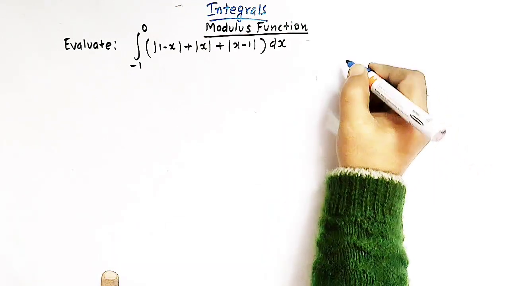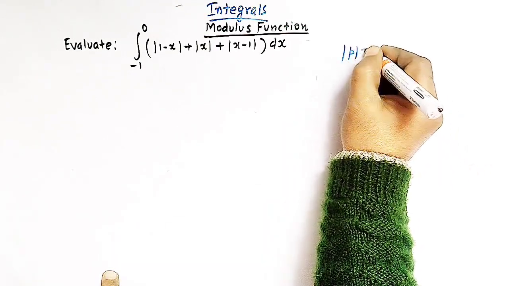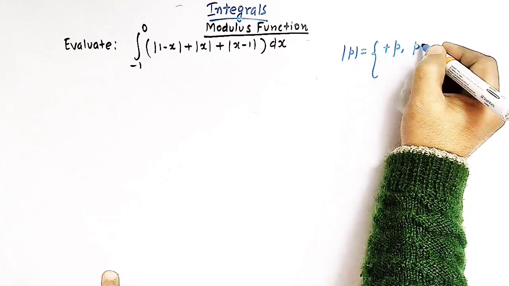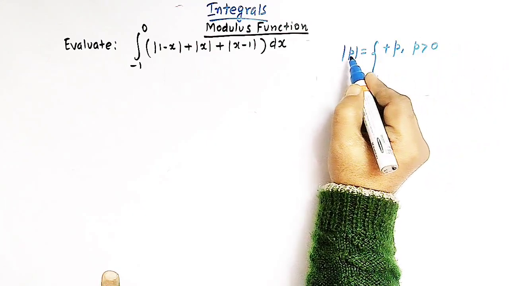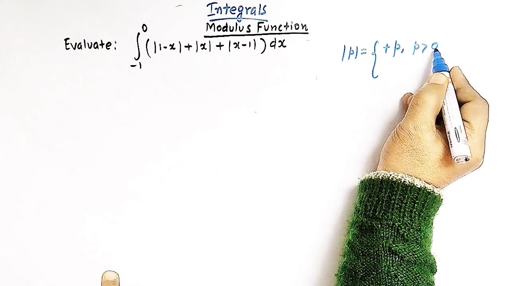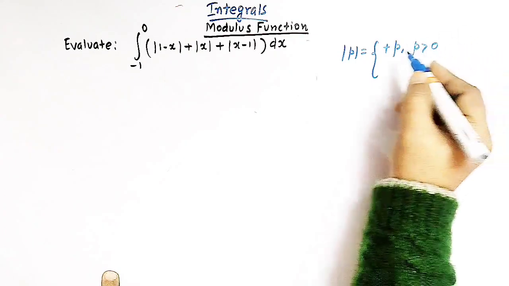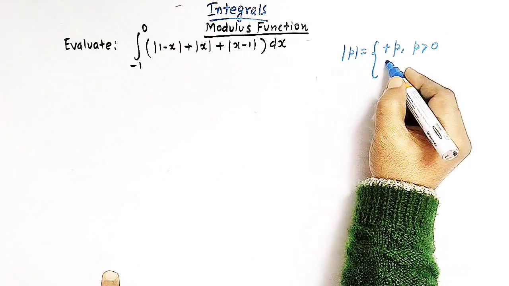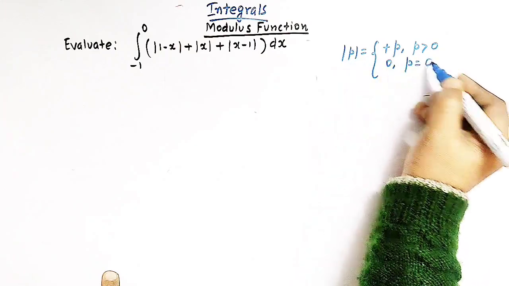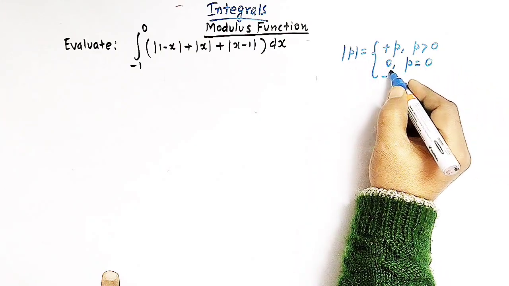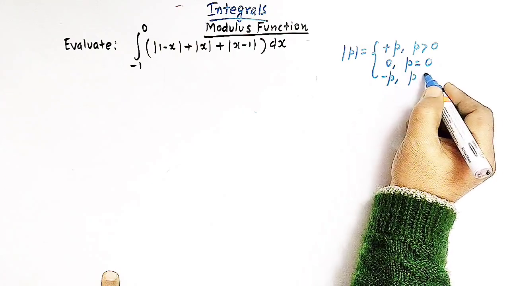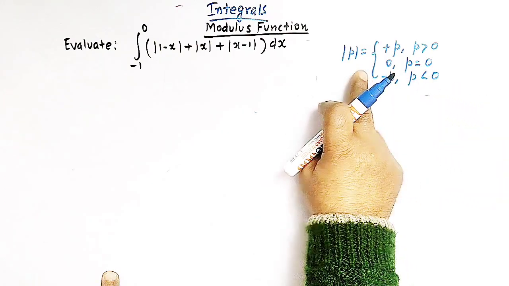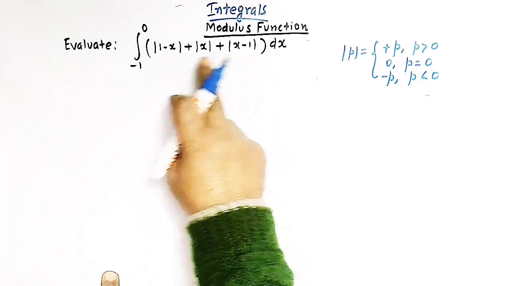So now a mod of p is defined as a positive p when p is greater than 0. So whenever p is greater than 0, that is p is positive, then mod of p is positive, right? And mod of p is 0 whenever p is equal to 0, and mod of p is negative p when p is less than 0, right? So let us apply this definition to these three functions.